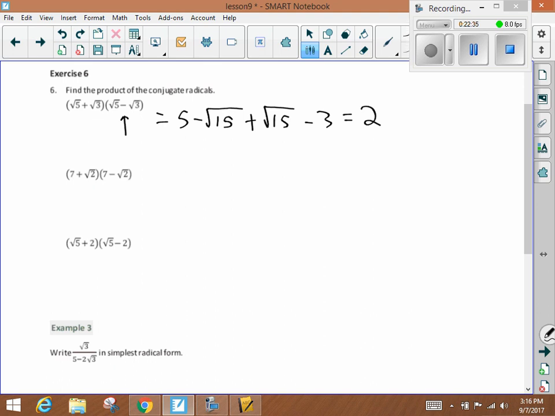Let's do the same thing with this one. 7 times 7 is 49. 7 times root 2 is 7 root 2. Root 2 times 7 is 7 root 2. And root 2 times negative root 2 gives me negative 2. Hey, that 7 root 2 and that negative 7 root 2 are going to cancel. So I really just wind up with 49 minus 2, which is 47.